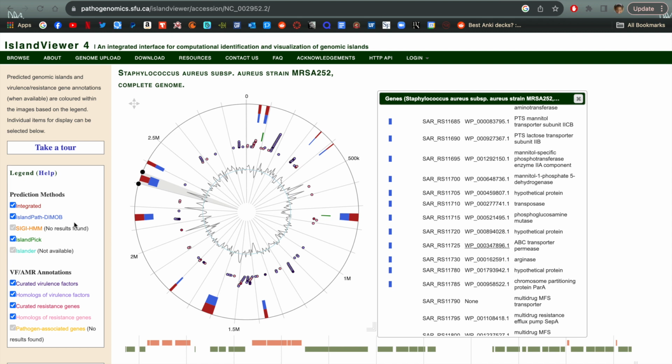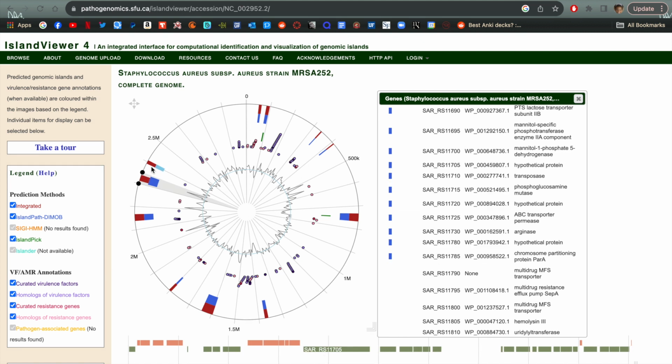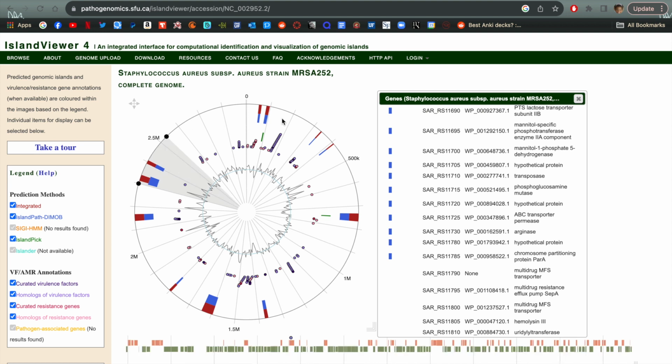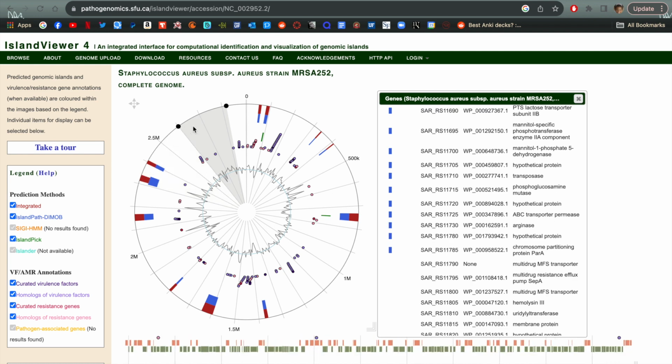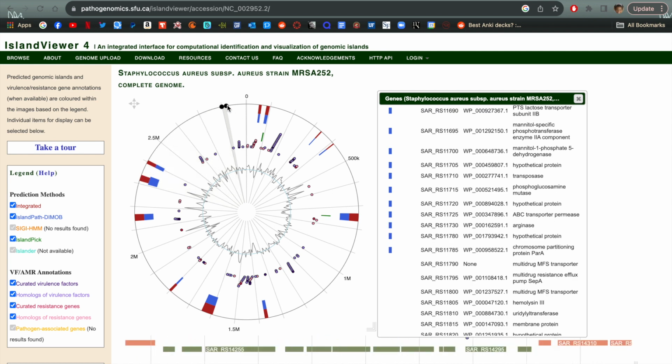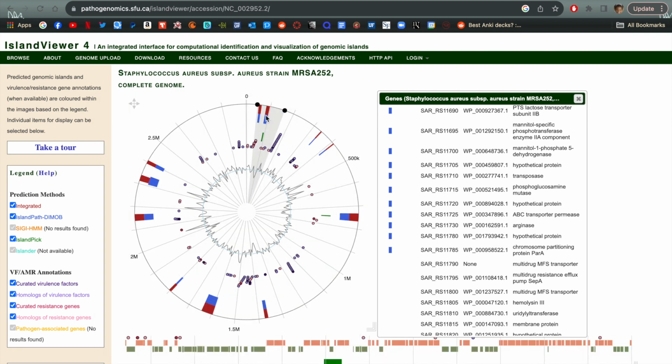So if we want to look at virulence factors and resistance genes, which would indicate pathogenicity, that's where you would go more in depth in the genome. So for example, if we want, we can move this little slice so that we can get to an area. Here's fine.